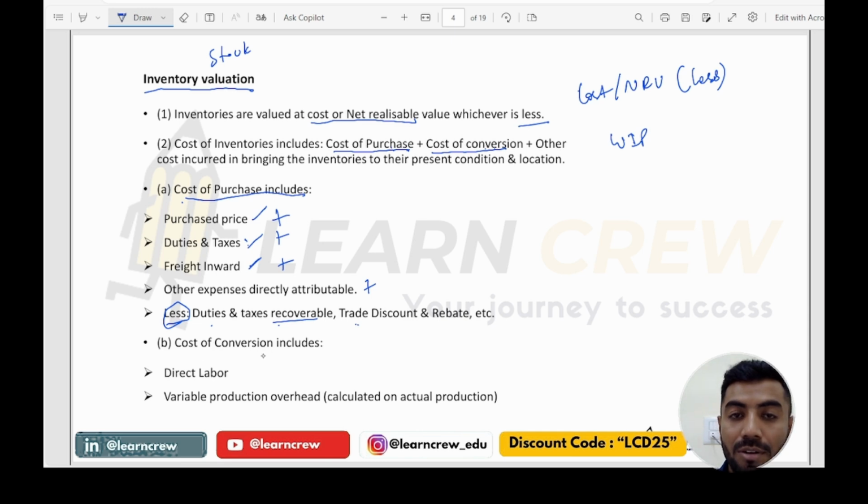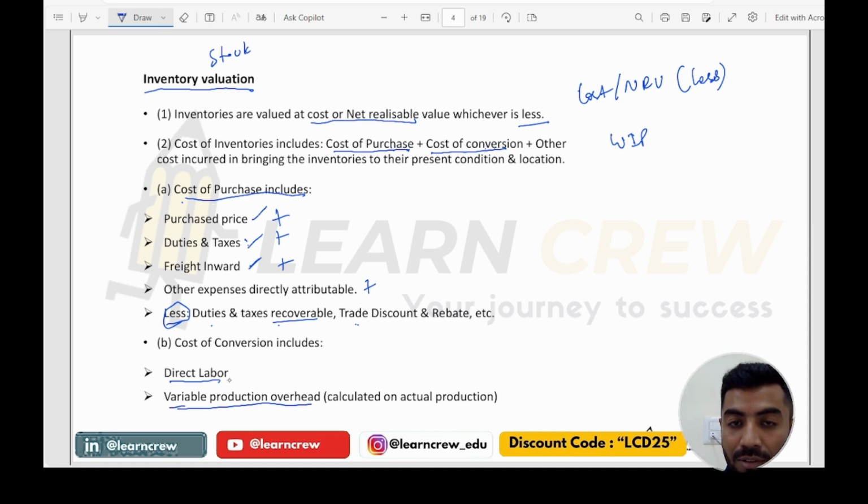Cost of conversion. We have here cost of conversion. So we see what does cost of conversion include. Cost of conversion includes mainly the labor costs. That is the major cost which is taken into consideration for the conversion. Apart from that, it also includes variable production overhead. If any overheads are there and you are able to particularly bifurcate them for this particular inventory, this particular stock, then that also you can consider.